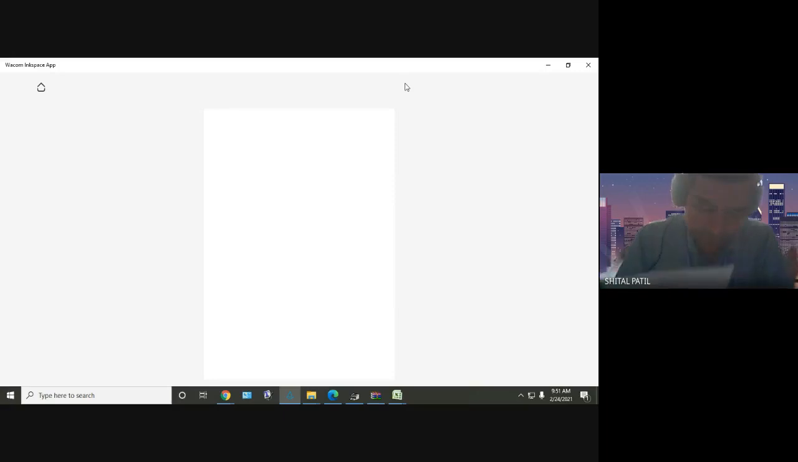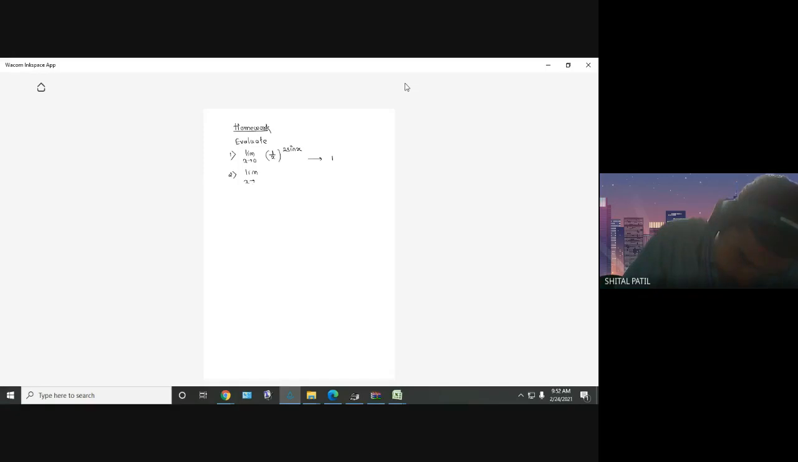Evaluate following limits. Right, 1. Limit x extends to 0, 1 upon x raised to 2 sine x. Answer is 1. Second, limit x extends to 0, 1 plus tan x raised to cot x.